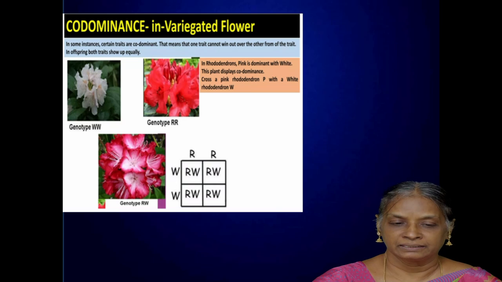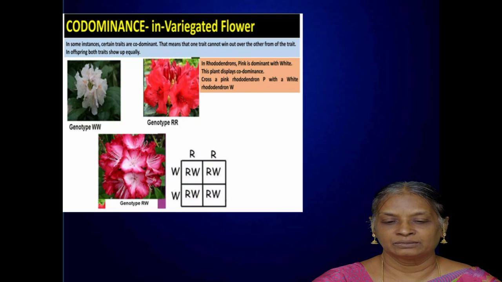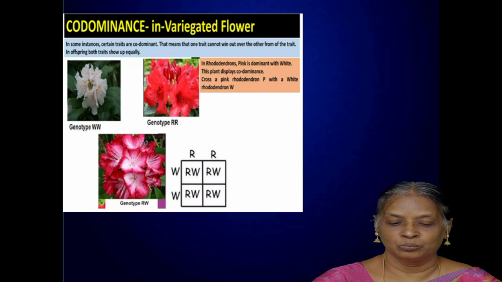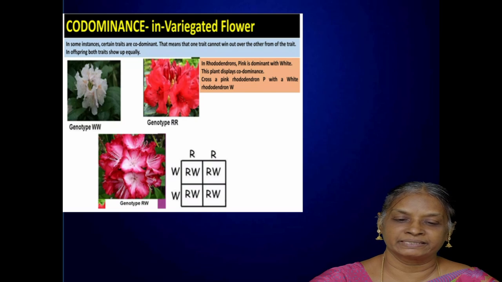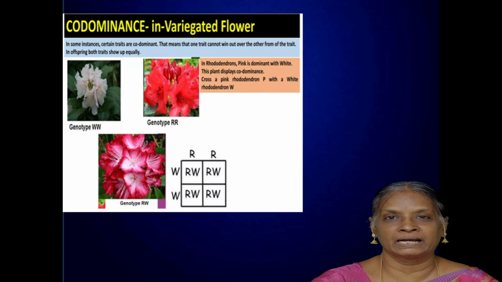And this is the next example of codominance, in plants. When we cross a plant with white flowers with a plant with red flowers, all the F1 hybrid plants have both the red color as well as white color in their petals. In normal complete dominance we could have only red flowers or white flowers, but in this case we could have both colored petals in the same flower, and so this is another example of codominance.